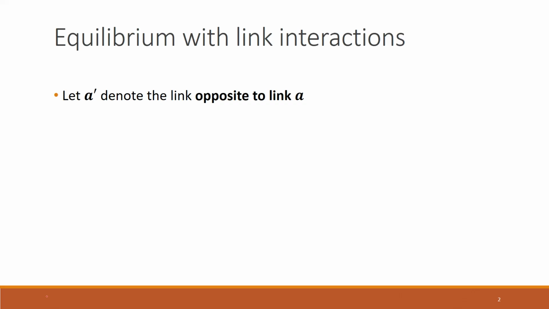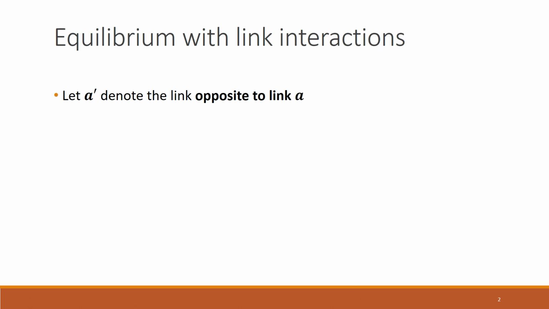So, in the last class, we had started to discuss the equilibrium problem when there are link interactions. We were considering the situation where the travel time on a given link is not only a function of the flow on that link, but also a function of the flow on other links. Specifically, we were considering the case of two-way streets, where there is one street but flow in both directions, and the travel time in one direction depends not just on the flow in that direction, but also on the flow in the other direction.